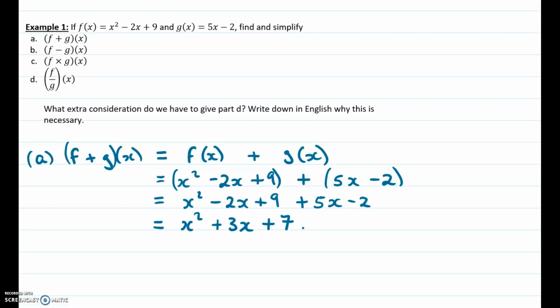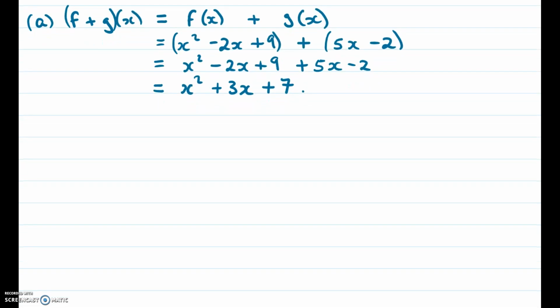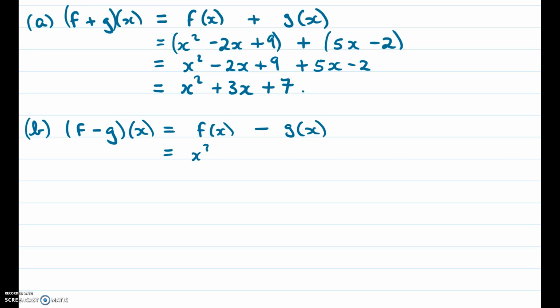Okay, the second thing we have to do, part B, is to subtract f minus g. And again, pretty straightforward. F minus g of x. So break it up and think of it as f of x minus g of x. So f of x is x squared minus 2x plus 9, and of course you put everything in parentheses when you're doing substitution. Minus g of x, 5x minus 2, and the parentheses are very important here because we have that minus sign in between.